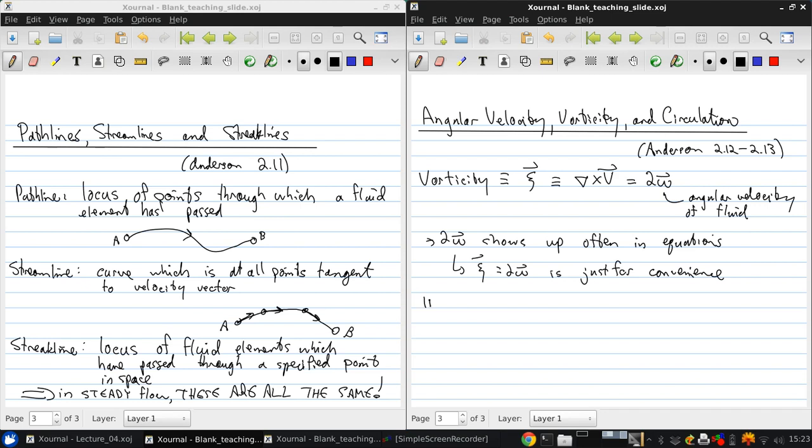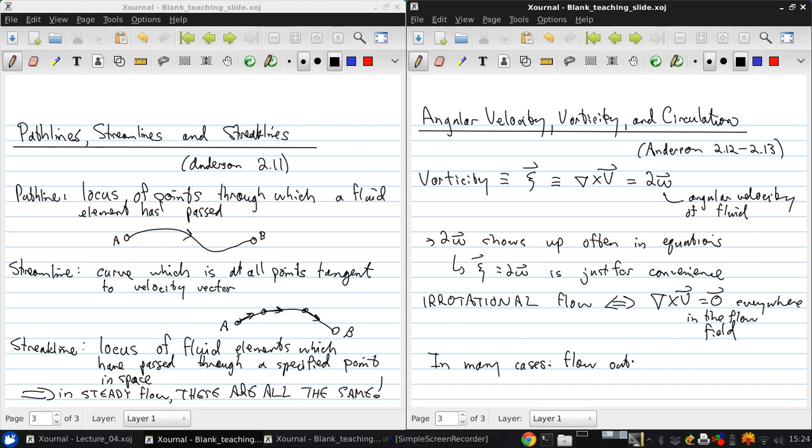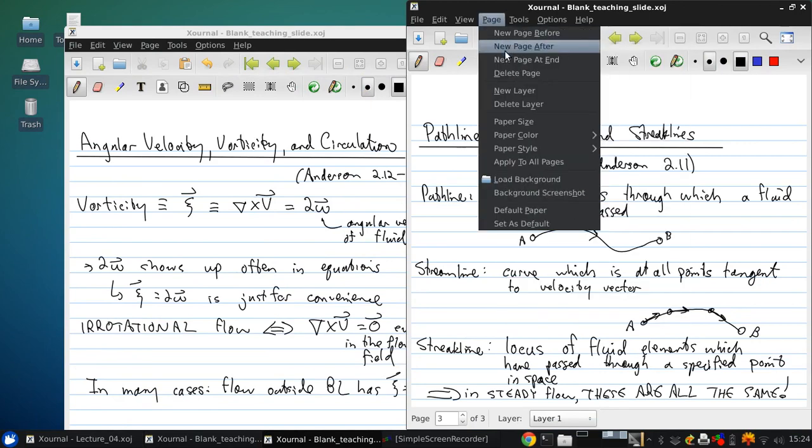Now, you'll recall that last time I talked a little bit about irrotational flow when we were talking about the Bernoulli equation. Now, irrotational flow means that grad cross V, or the vorticity, is 0 everywhere in the flow field. In many real flows, the flow outside of the boundary layer, which I'll abbreviate BL, has 0 vorticity and is therefore irrotational. So this is a very powerful fact that we're going to be able to use to our great advantage when we're analyzing the flow around airfoils.